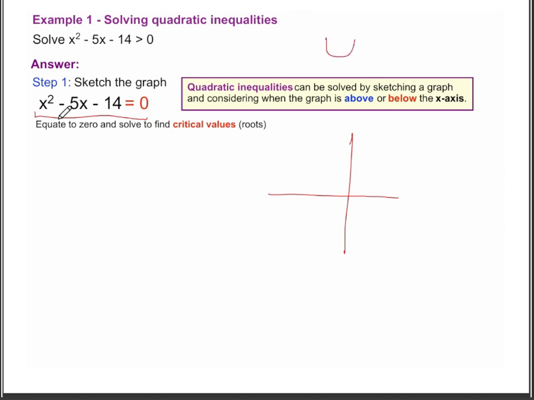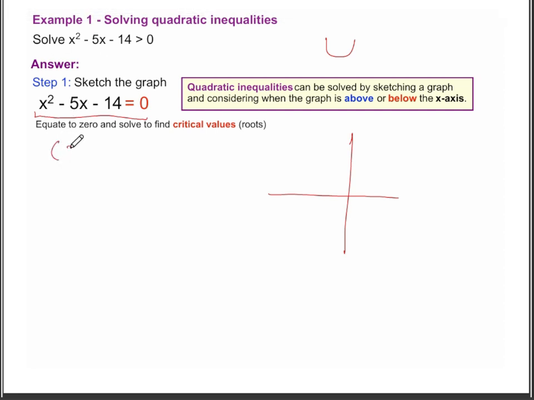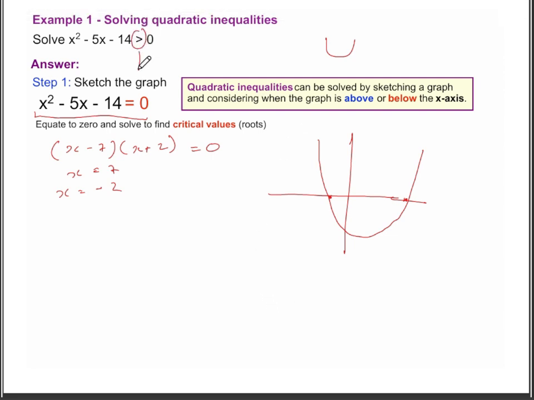And sketching this, you'll need the x intercepts, right? And for that, let's just use the factorization method. So x minus 7, x plus 2, that is factorizing this, equals 0. So x equals 7 and x equals negative 2. So at negative 2 and at 7, we have the x-intercepts and it looks something like this, right? And we don't really need anything more. So what did we do? We changed the inequality into an equal sign and we sketched the graph, right?